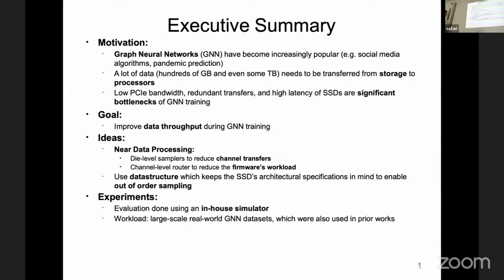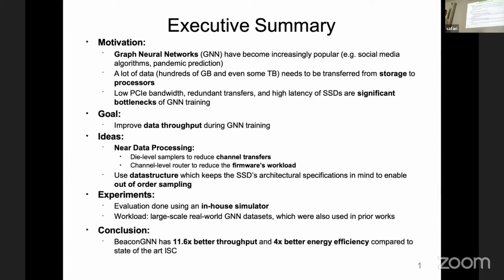For the evaluation and experiments, they use an in-house simulator to evaluate the throughput, and the workloads are data sets uploaded by PyTorch, which resemble real-world data sets from various platforms like Amazon or Reddit. They conclude in the end that BeaconGNN has 11 times better throughput and 4 times better energy efficiency compared to state-of-the-art ICs, which are used for GNN acceleration.